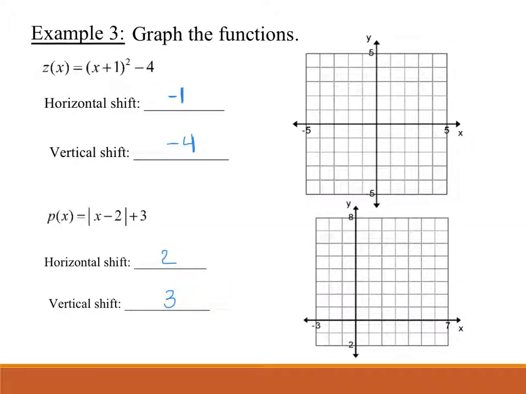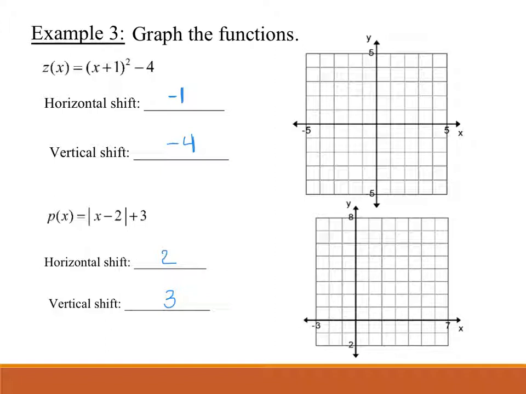So in example 3, we're going to look at 2 more functions and we're going to graph. This time, we're just going to pick out the best points that we can to graph the function. So here is a parabola because it's a quadratic. Here it has z of x is equal to x plus 1 squared minus 4. And so the vertex at this point is going to be the horizontal shift of -1 and the vertical shift of -4.